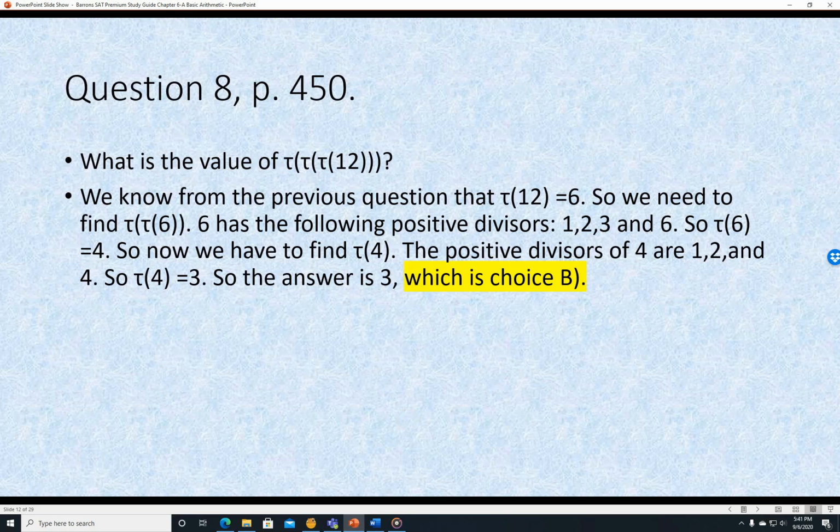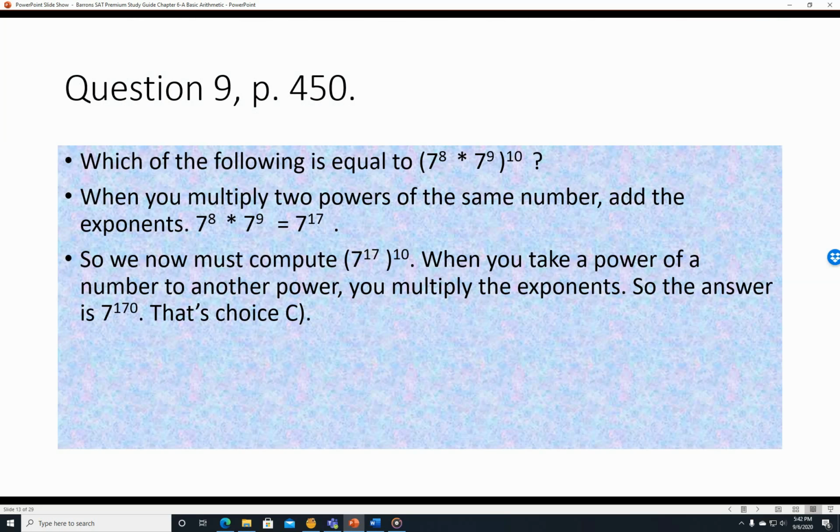Question 8, page 450. What is the value of tau of tau of tau of 12? Well, we know from the previous question that tau of 12 is equal to 6, so we need to find tau of 6. 6 has the following positive divisors, 1, 2, 3, and 6. So tau of 6 equals 4, so now we need to find tau of 4. So the positive divisors of 4 are 1, 2, and 4, so tau of 4 equals 3. So the answer is equal to 3, which is choice B.